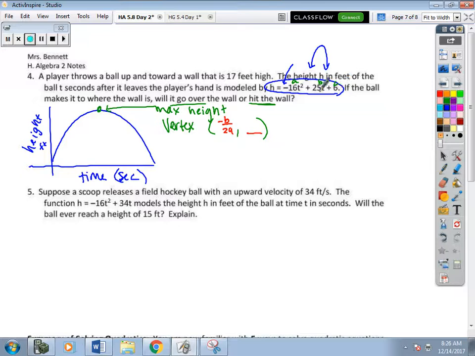So we'll plug in those values. We'll have negative 25 over 2 times negative 16, which will get me negative 25.